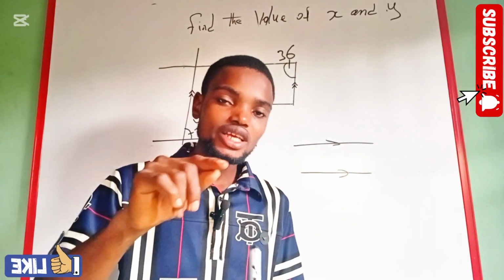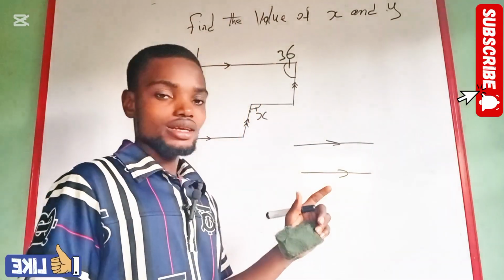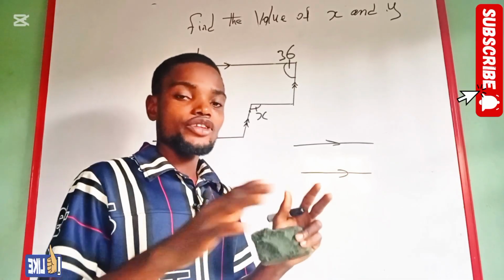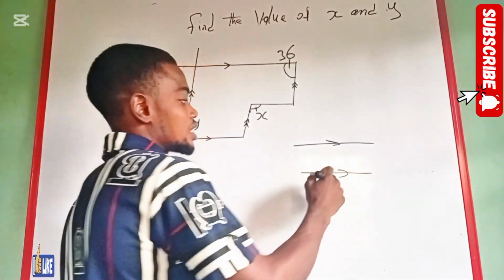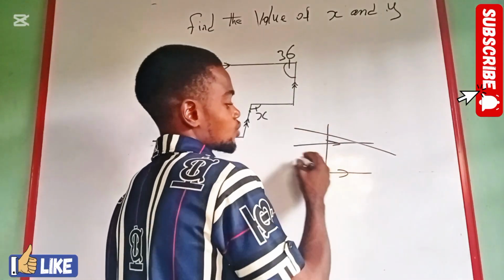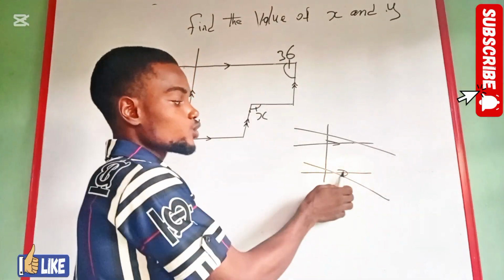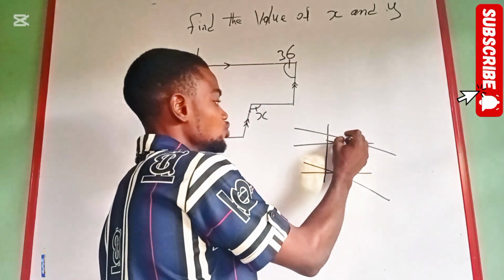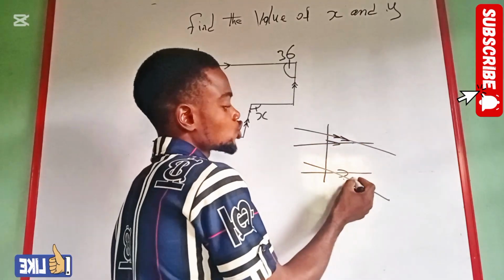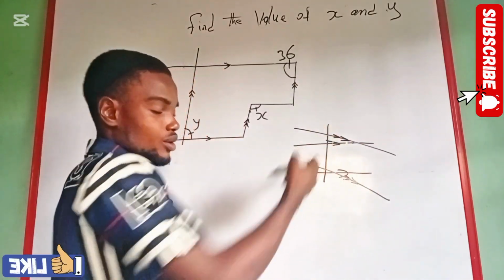But in a question, if there is more than one pair of parallel lines, maybe one goes here, one goes here, and one goes here. Notice that these two and these two are also parallel. So instead of using a single arrow, I'm now going to use a double arrow to show that it is these two that are parallel.